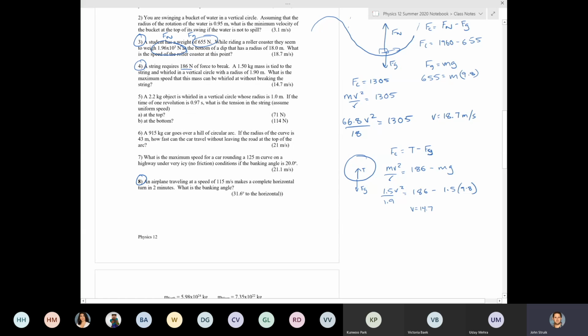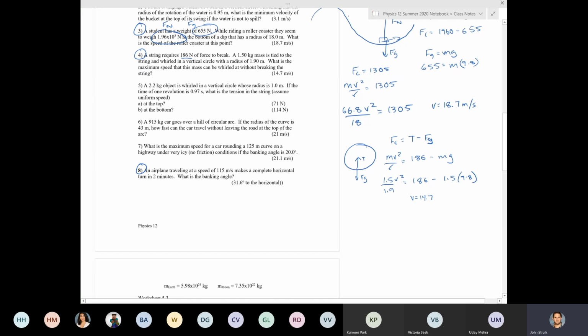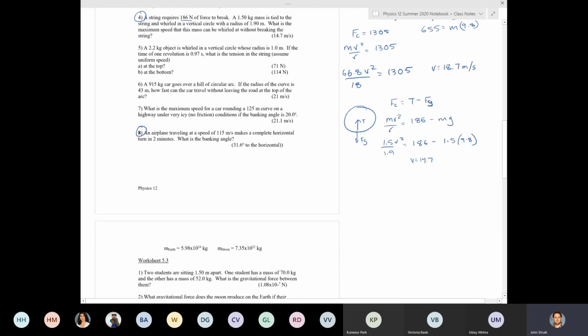Okay, but all you have to do here is understand that the tension is maximized at the bottom of the arc, and that's why we set it up at the bottom. Number 8, an airplane is traveling at a speed of 150 meters per second, makes a complete horizontal turn in 2 minutes. What is the banking angle?